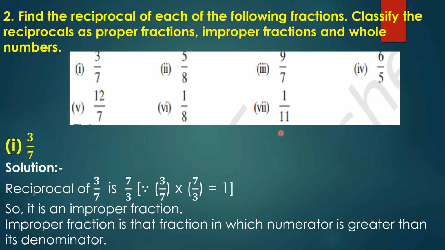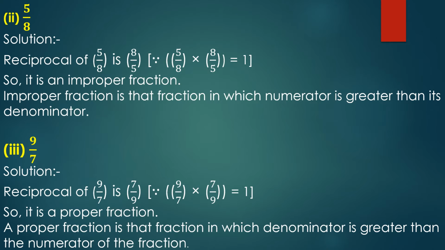Okay. And the second one is 5 by 8. What is the reciprocal of 5 by 8? It is 8 by 5. So here, is this proper or improper? This is also an improper fraction, because in this case also the numerator is greater than the denominator.